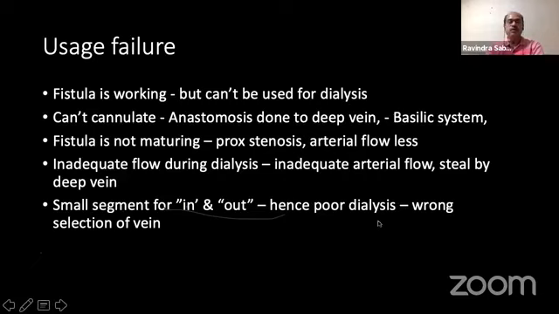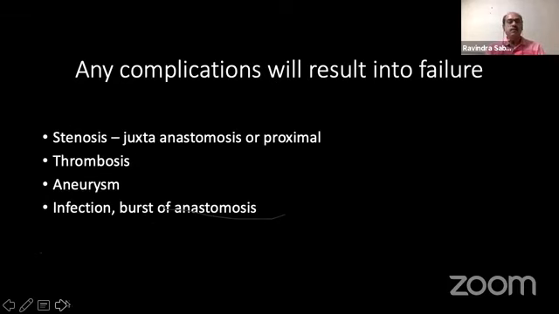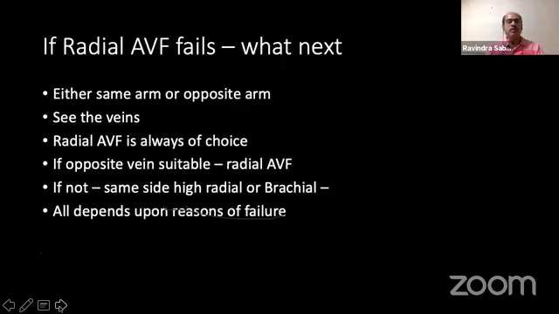It's a usage failure, and therefore this is a wrong selection of a vein or a segment, and that has to be avoided. So any complication, as we saw, will result in failure. And next, I will just show you a few videos. If radial fistula fails, what next?